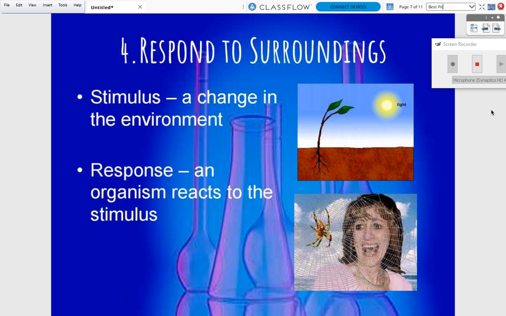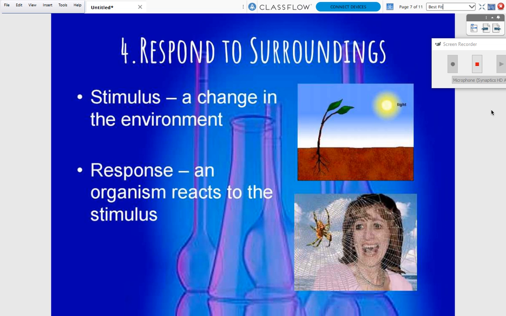Number 4, we respond to our surroundings. A stimulus or a change in the environment causes a living thing to respond. So we have stimulus and response. I have a picture of a plant, and it's responding to the direction it's receiving its sunlight. And so it's reaching towards that sun and bending towards that sun. If a plant does not get adequate sunlight, it also responds by drooping and beginning to not function as well.